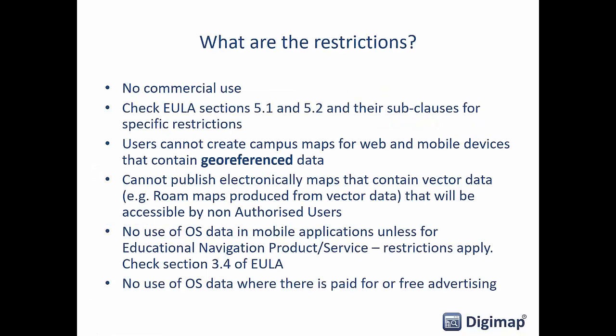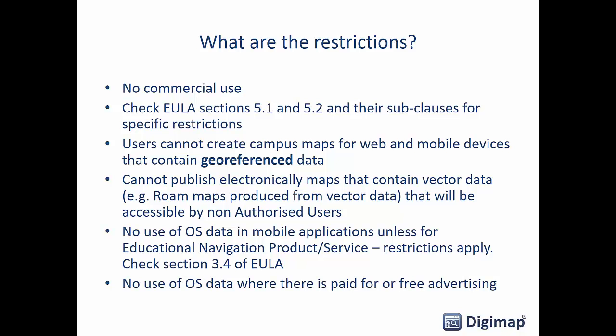So what are the restrictions? Commercial use is completely out. Commercial use being a defined term in the license, but broadly speaking it is anything which generates profit. Check the EULA sections 5.1 and 5.2 for any specific restrictions. You can't create campus maps for web and mobile devices that contain georeferenced data, and you can't publish maps electronically that have vector data in them. This goes back to what we were saying earlier about the difference between raster and vector.